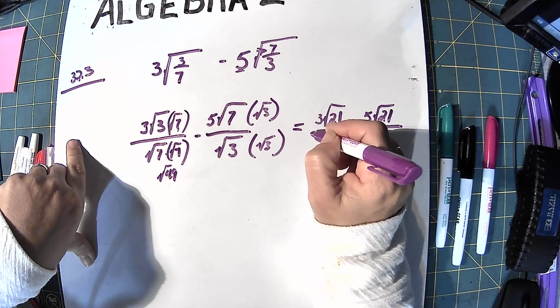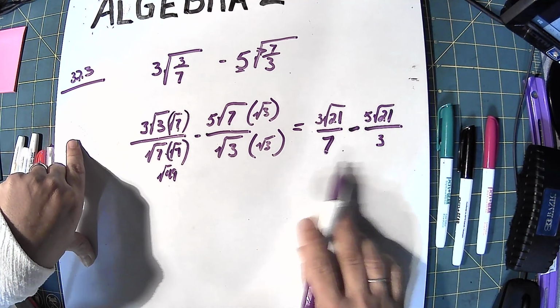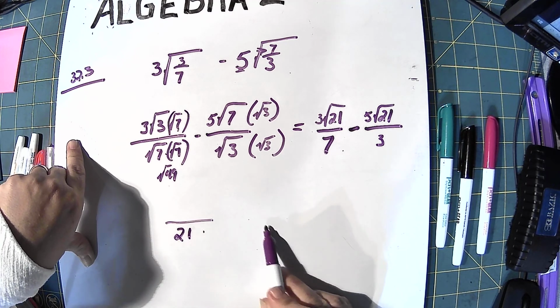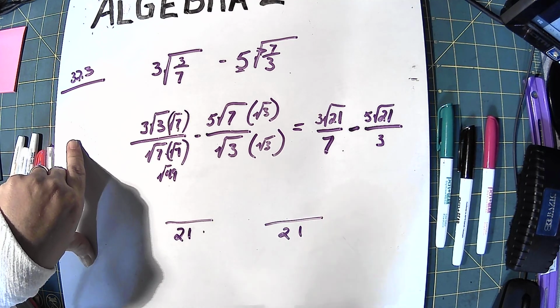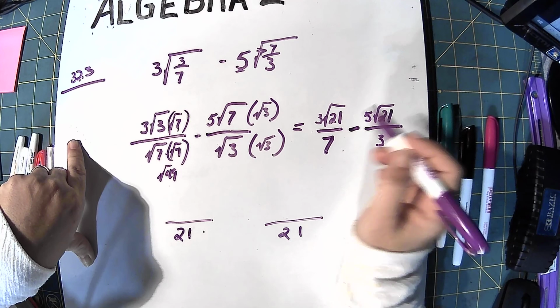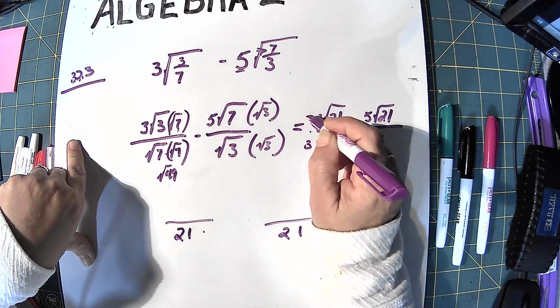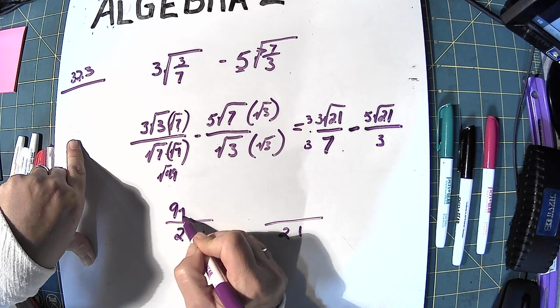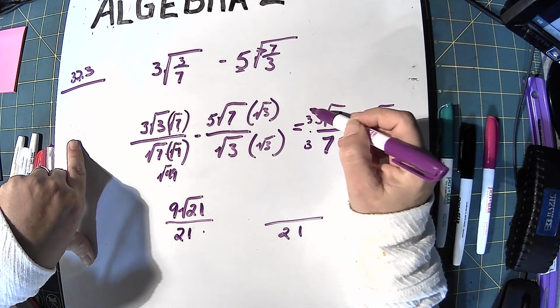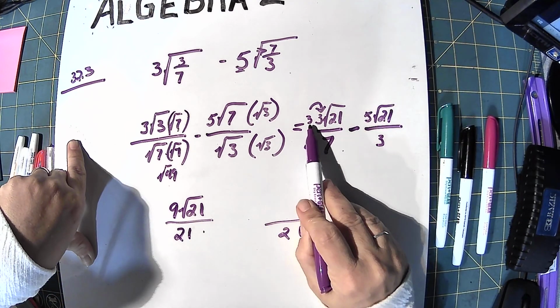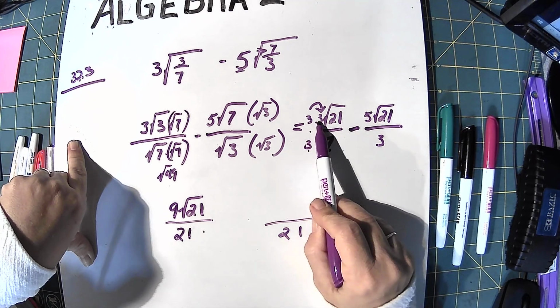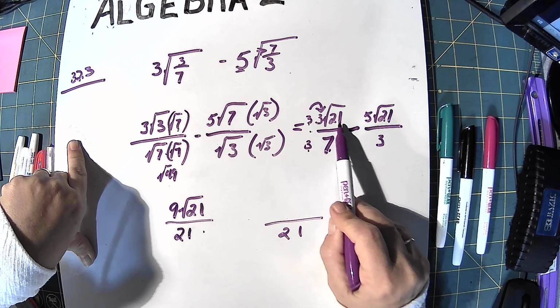So I'm going to multiply this one. My new denominator, my common denominator between those is going to be 21. I have 21 on the bottom of both of these. So to get that, I'm going to have to multiply this one times 3 over 3, right? So 3 times 3 is 9 times the square root of 21. And look, I only multiplied right here. I'm multiplying 3 times 7 to get 21, and then I'm multiplying 3 times 3. I'm not multiplying 3 times 21.